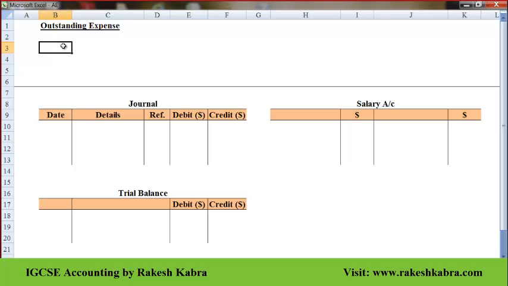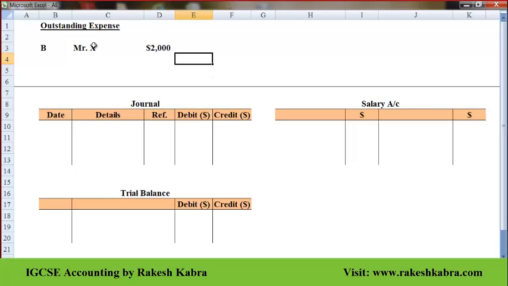Here I am taking an example. Suppose this is my business, and in this business I appointed Mr. X as an employee, and his salary will be $2,000 per month. Mr. X worked for me for the whole year, a period of 12 months, but I paid him only 11 months salary. At the rate of $2,000, I paid him salary for 11 months, $22,000. So what is the outstanding salary? Last month's salary is pending. So $22,000 I paid, that is for 11 months, and outstanding salary is $2,000.